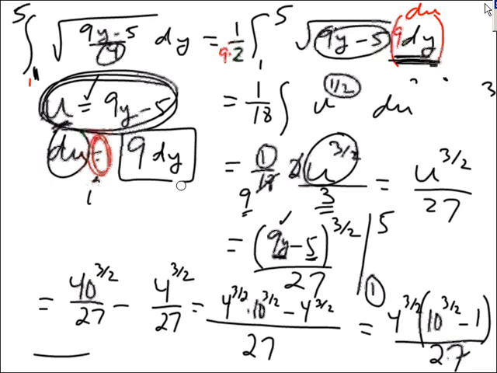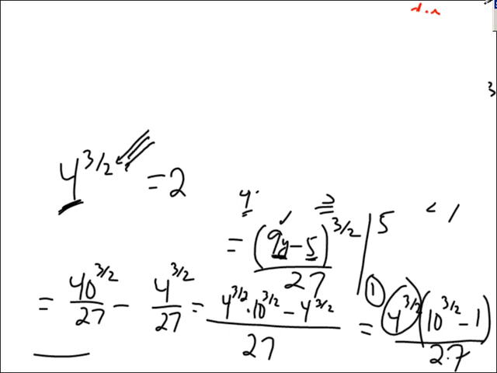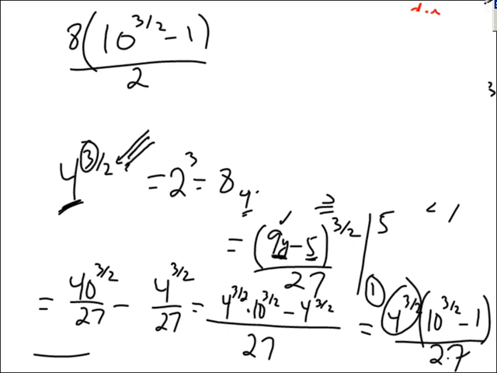Okay, a couple more steps maybe. Let's find out what 4 to the 3 halves equals. This asks two questions. Rather simple questions, but you have to know it. It's asking, what times itself this number of times gives you that number? What times itself 2 times gives you 4? The answer is 2. And then you have to cube that answer. 2 cubed is 8. So we get 8 times 10 to the 3 halves minus 1 over 27.